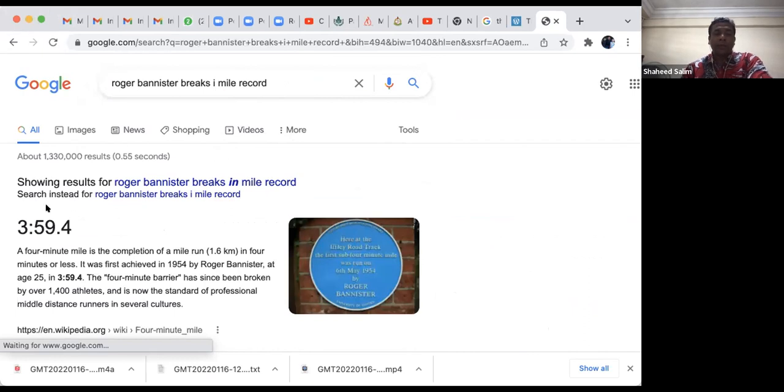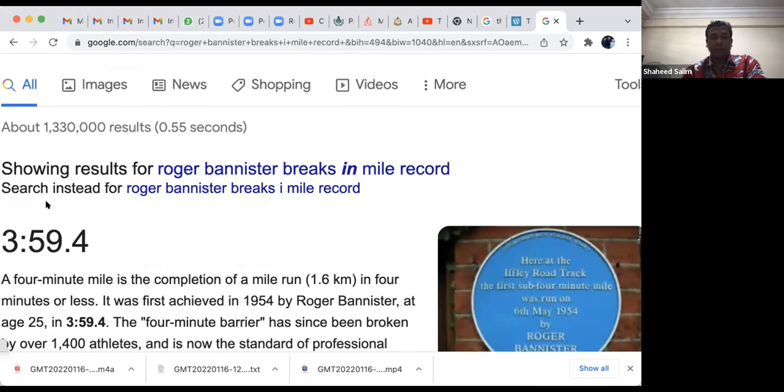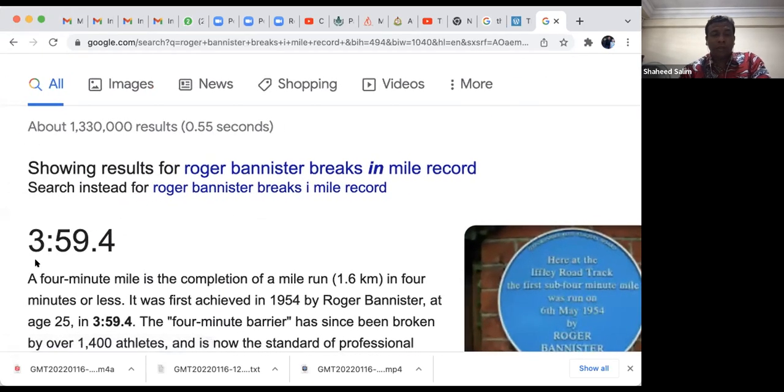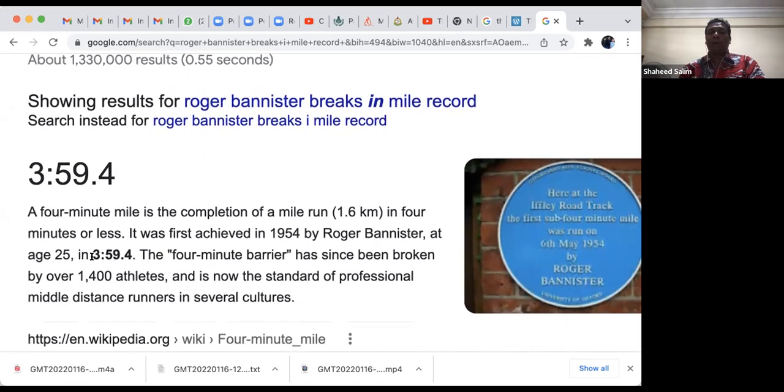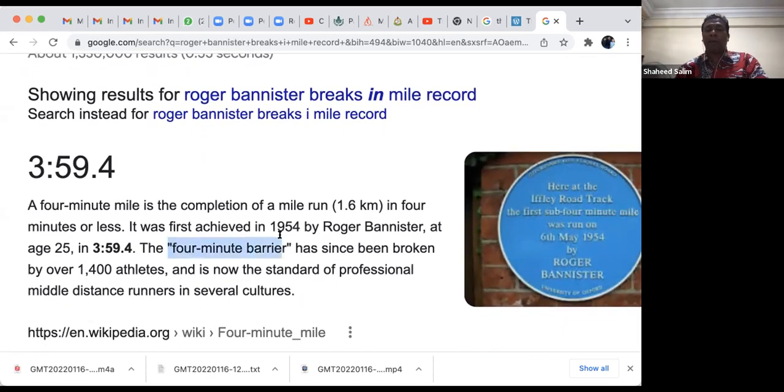Let us see now. This is his timing. He finished it in 3 minutes and 59.4 seconds. Just 1 more second before 4 minutes, but he broke the record. It's called the 4-minute barrier.